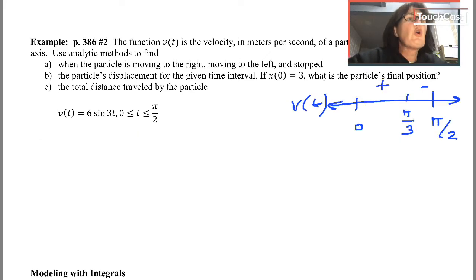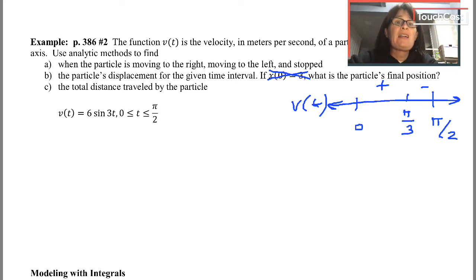And for part C, I need the total distance traveled by the particle. Notice the distance the particle travels. I'm not even going to be thinking about that 3. Specifically, from the time it leaves at time 0 to the time it stops at pi over 2, how much distance has it covered? So if you thought about the particle walking, how many steps has it walked? Even if some of them are backward and some of them are forward.